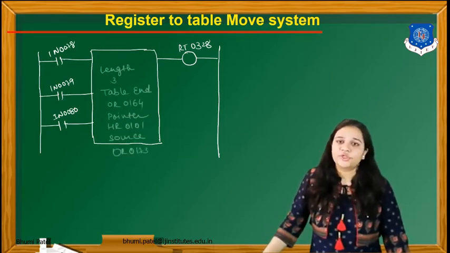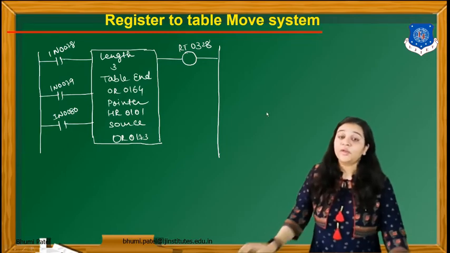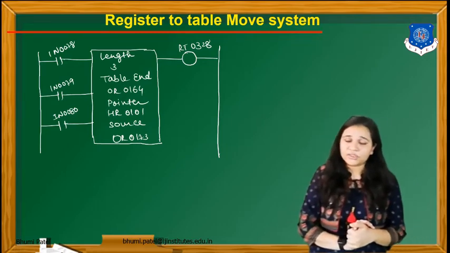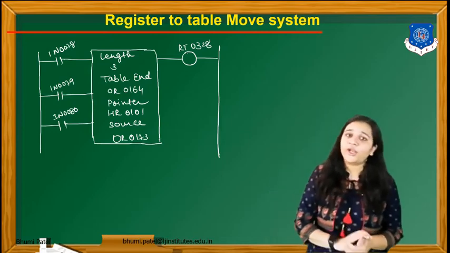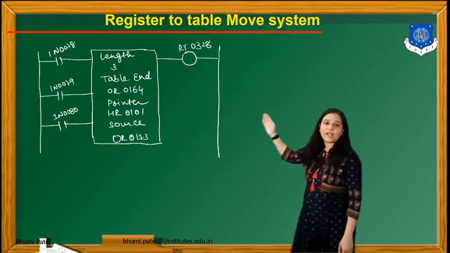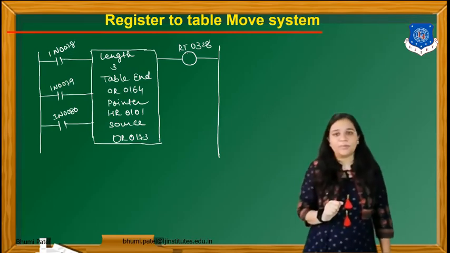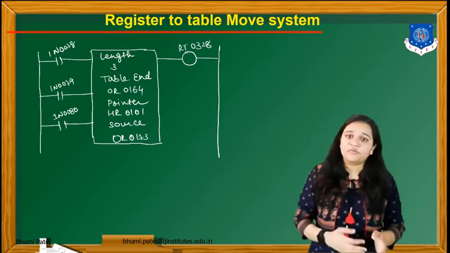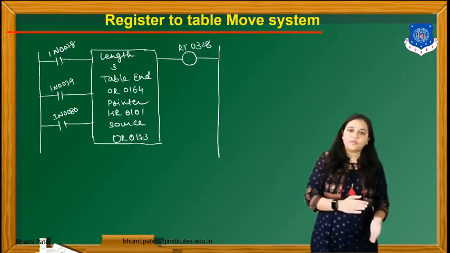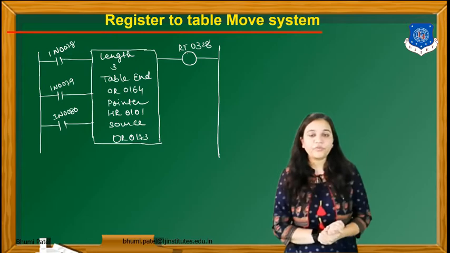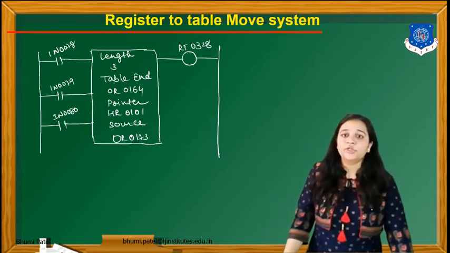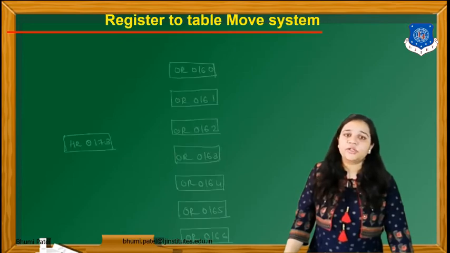Now what is the block format for the register to table? It is most important. First of all we have to write the length. In the table to register we wrote the end point of the table, so here again we write the table end, at which point my table will end: OR0164. Pointer as it is, HR0101, and source OR0173.